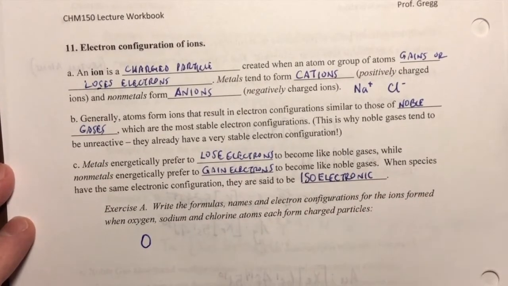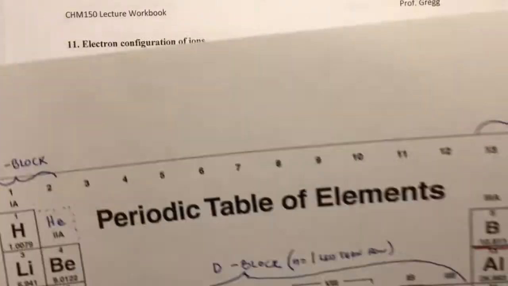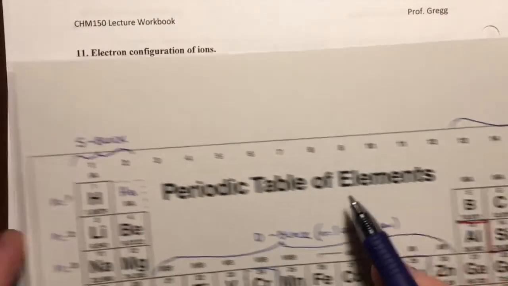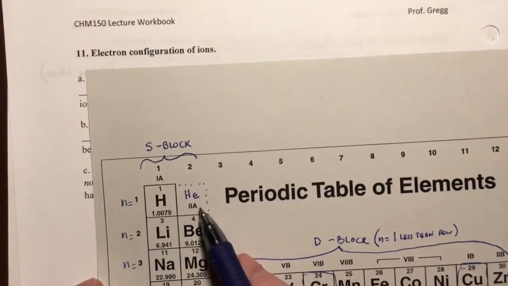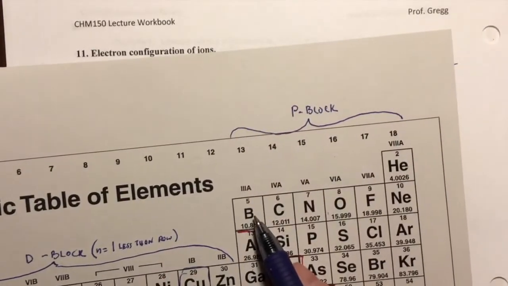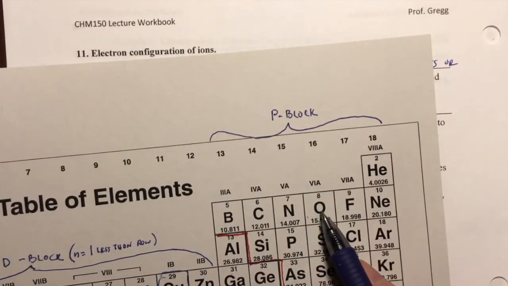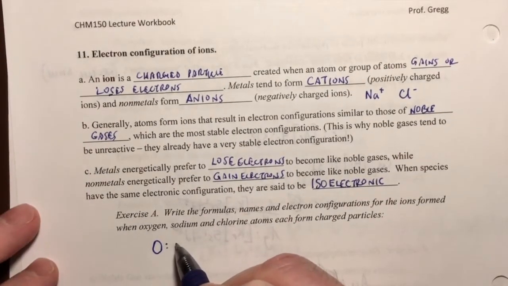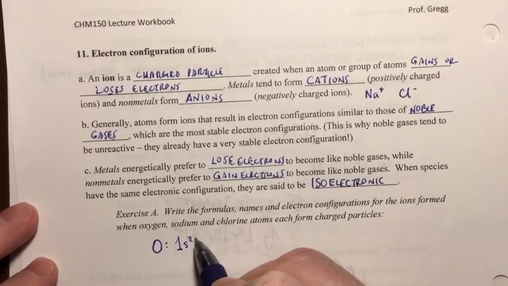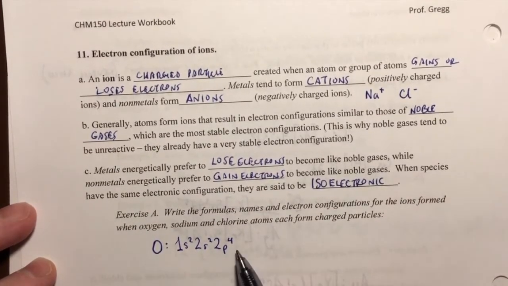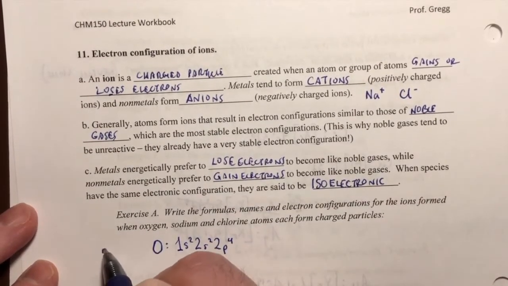Oxygen starts out with, what is its electron configuration when it's neutral? It's right there. So it starts out 1s2, 2s2, 2p4. So neutral oxygen, 1s2, 2s2, 2p4. So that is the neutral oxygen.